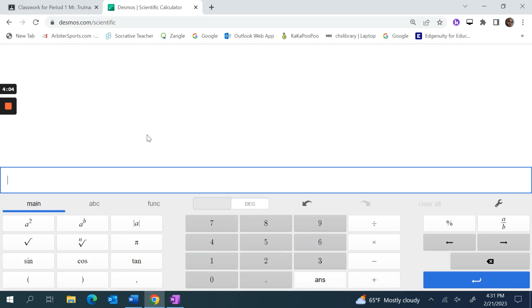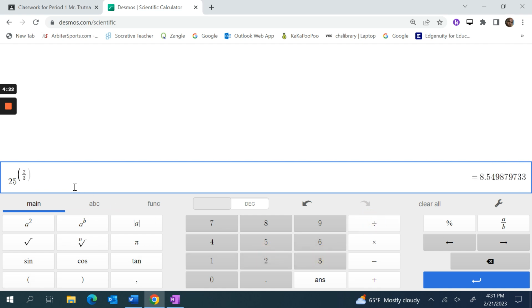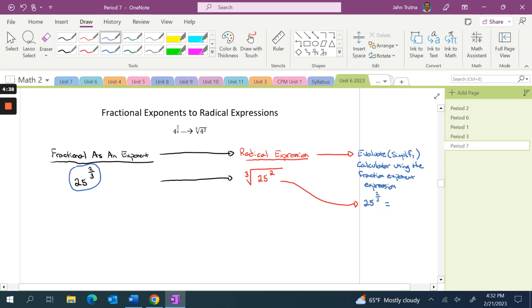So I go to my calculator mode. You type in the base, which is 25. You press the exponent function on your calculator. It may vary. Mine here is the one with the A and the B. And then you type in the fraction 2/3 in parentheses. It's best if you put the 2/3 in parentheses, and you can see 25 to the 2/3 exponent is 8.549879733. I'm just going to round it to 8.5. So 25 to the 2/3 power becomes 8.5.